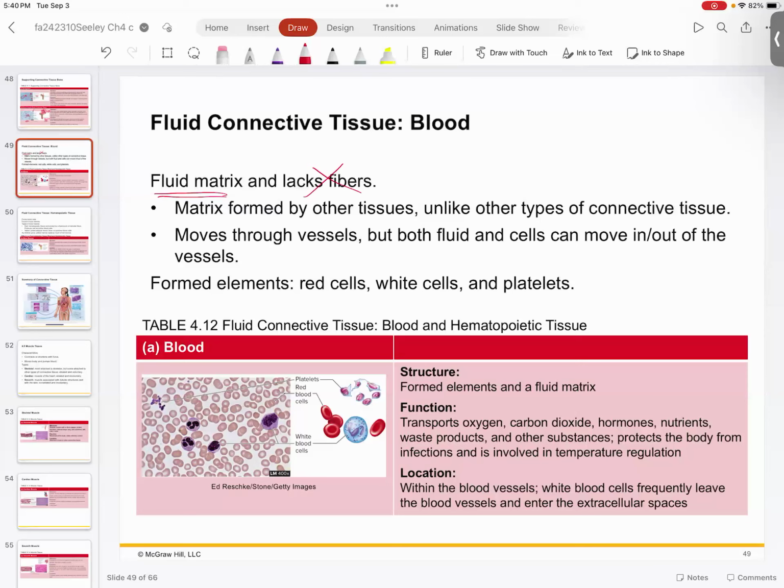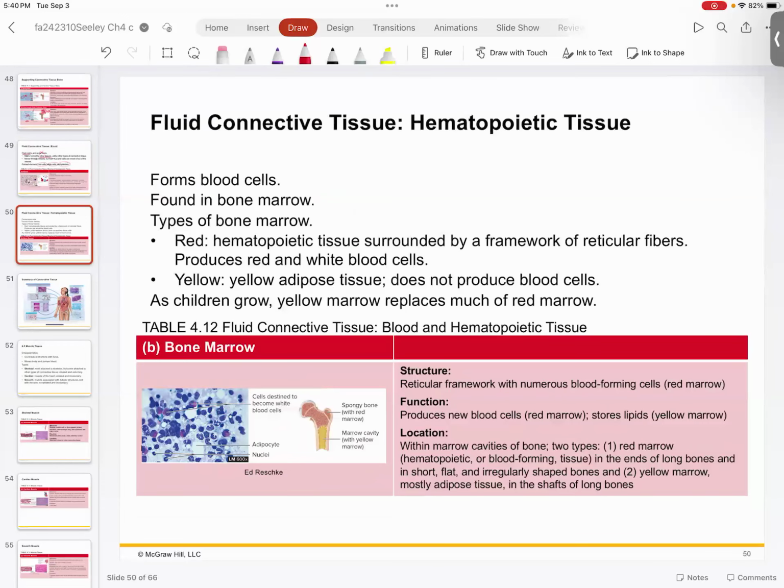So typically, this matrix isn't formed by the cells that make up the blood. It's actually formed by other tissues, which is a little bit different. So it's a bit of an outlier as the connective tissue group goes. But typically you have your plasma, which is your fluid matrix, and then within it you have dissolved red blood cells, white blood cells, and platelets in the actual fluid connective tissue itself, which is the reason why it's considered a type of connective tissue, because it's supporting the actual blood cells, the red blood cells and the white blood cells.